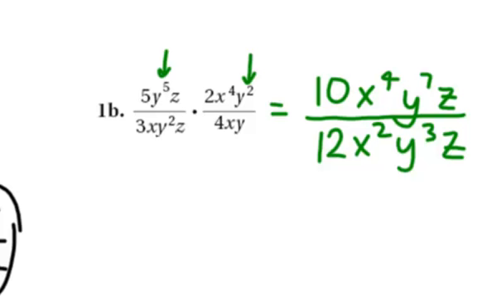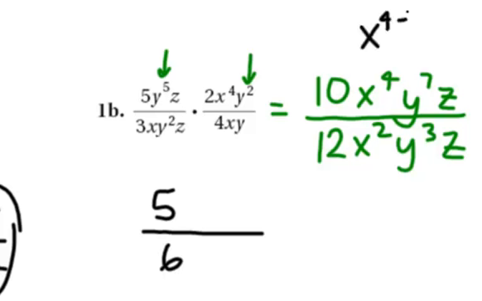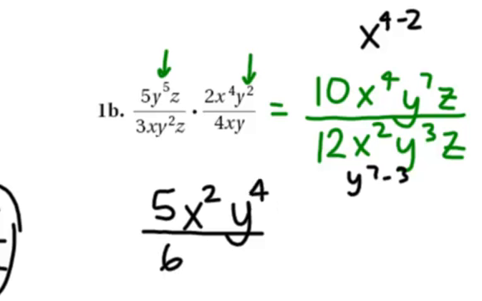And now we can start crossing stuff off or getting things to simplify. So 10 divided by 12 is really 5 divided by 6. I have x to the 4th divided by x squared. Remember, that means I do 4 minus 2, so I get x squared in the top. And then y's, I have y to the 7th divided by y cubed. So if I subtract those, I end up with y to the 4th. And then my z's, I have 1z on top, 1z on bottom, so those cross off, and I'm done.